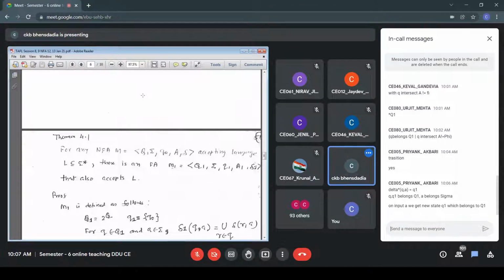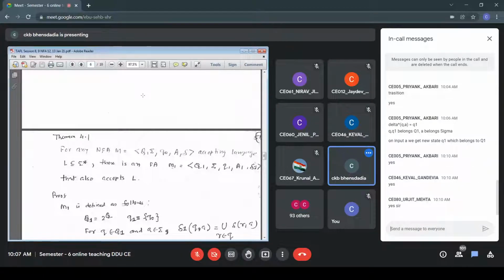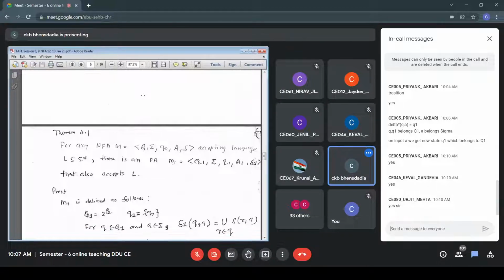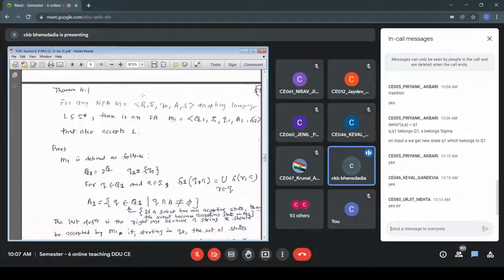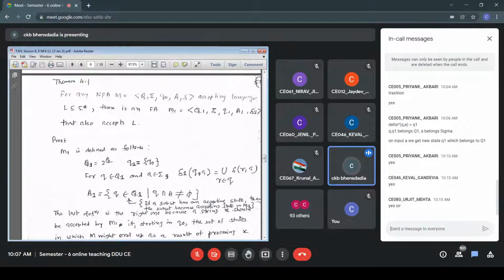Is that clear? Is the proposed definition for delta 1 clear? Priyank, Urjit, Keval. Okay. That was the reason we worked out the examples. Otherwise, we would have to start with this definition and calculate those examples based on it. Fine. So this is my proposed M1. That is how M1 is constructed.